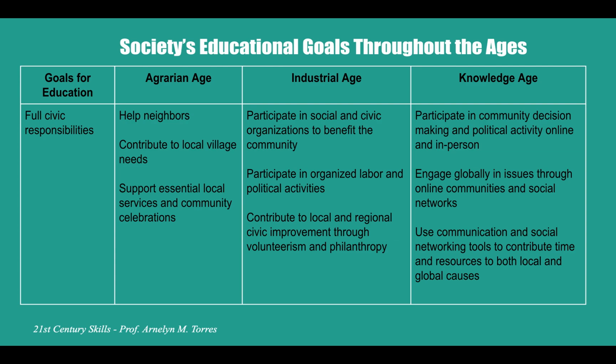Another would be to engage globally in issues through online communities and social networks. What are social issues? Online community issues. Number one, that we know is bullying or cyberbullying, or maybe the proliferation or the spread of fake news. So, how do you take responsibility for helping people not to be bullied, for helping people not to live in fake news? We have a responsibility towards others.